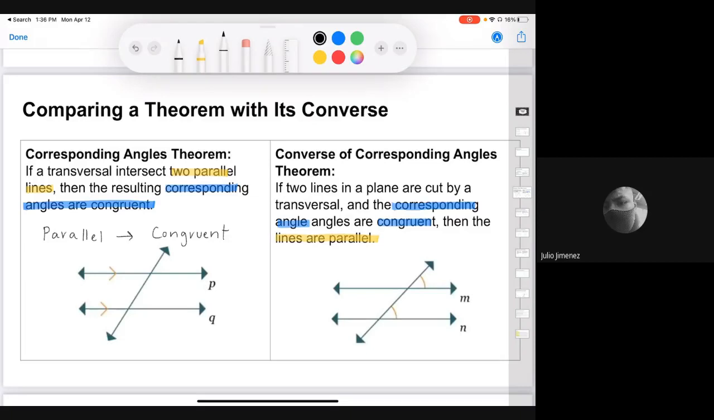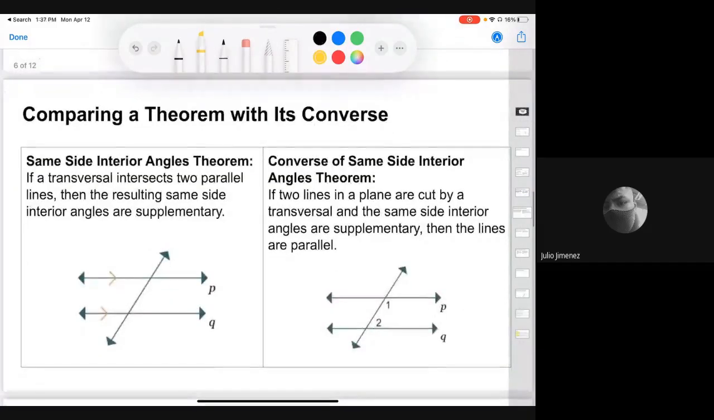So this one reverses it and goes: if congruent, then parallel. What we're going to see today is that for all of these different theorems that we looked at on Friday, you can use the converse to prove that those lines are parallel. Basically, we'd use the converse of these theorems to prove lines are parallel. Thus, today, proving lines are parallel.